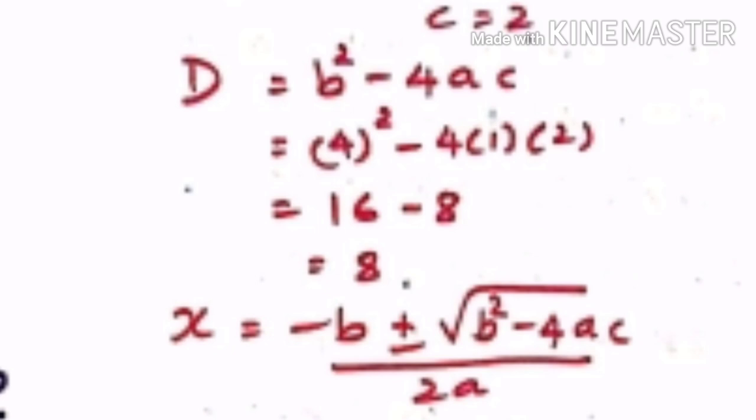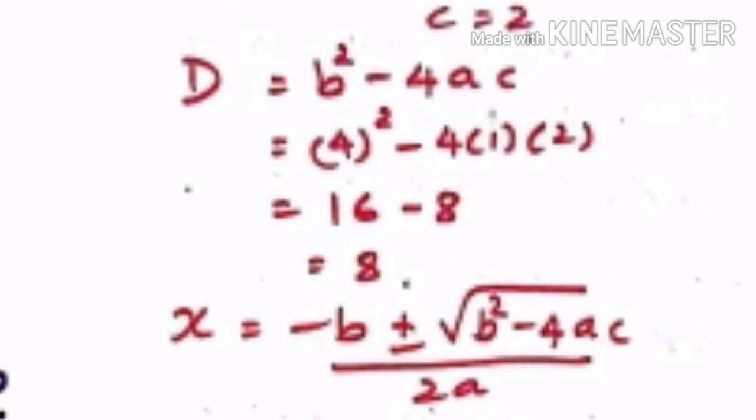Now I find the discriminant D is equal to b square minus 4ac. Now place the values: b is 4, a is 1 and c is 2. So 4 square is 16 minus 4 2s are 8, so it is equal to 16 minus 8, that is 8.